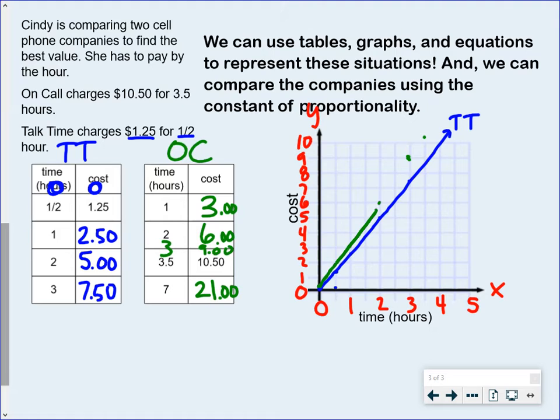Notice both of these lines are straight as I can draw them by hand, and they both go through the origin. Remember that those things are what tell me it's proportional. If they didn't start at 0, not proportional. If they weren't straight, not proportional. So how can the graph help me to compare values?